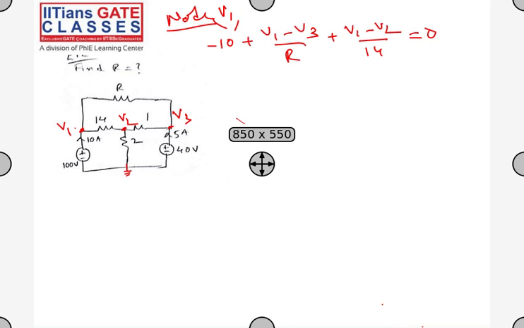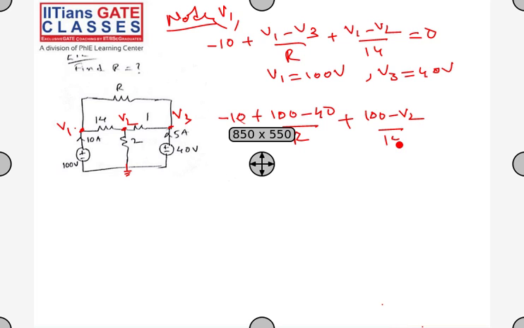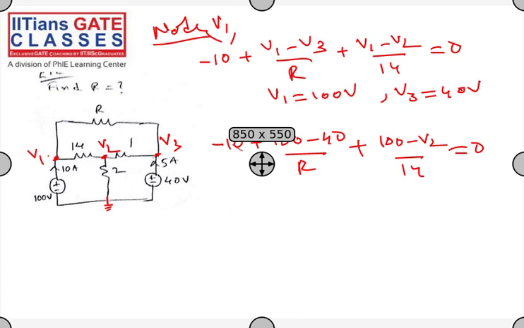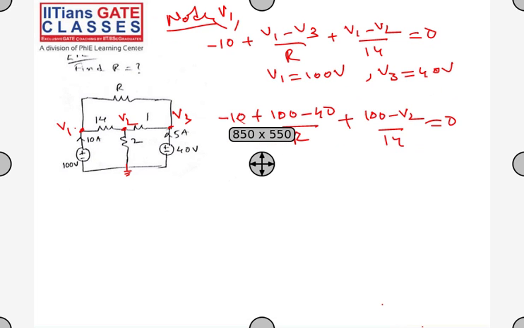Okay, so you have the values of V1 and V3 here. V1 is equal to 100 volts and V3 is equal to 40 volts. So substituting the values here: -10 plus (100 minus 40) by R plus (100 minus V2) by 14 is equal to 0. You can simplify this, and you'll get an equation in V2 and R. And at node V2, tell me the node V2 equation.